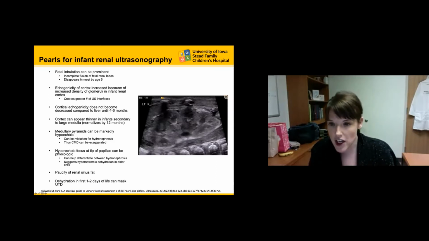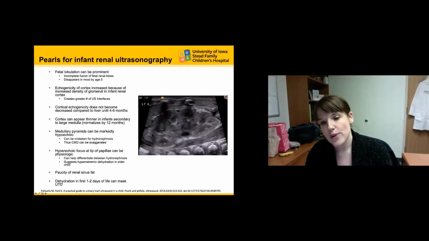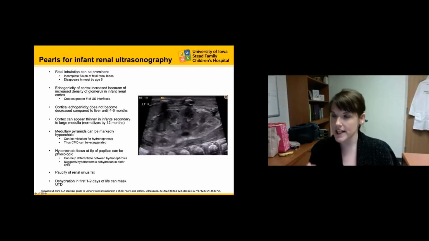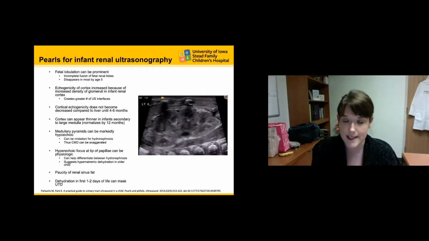So obviously here is the outline. This is actually the left kidney in an infant. And this is kind of parenchyma extending out here. The first thing that you notice in this ultrasound is that fetal lobulation of the kidney is still there. When you see an adult ultrasound of the kidney, you usually don't see this lobed appearance. That is due to incomplete fusion of the renal lobes, and usually that disappears by age 5, but that can be considered a normal variant.